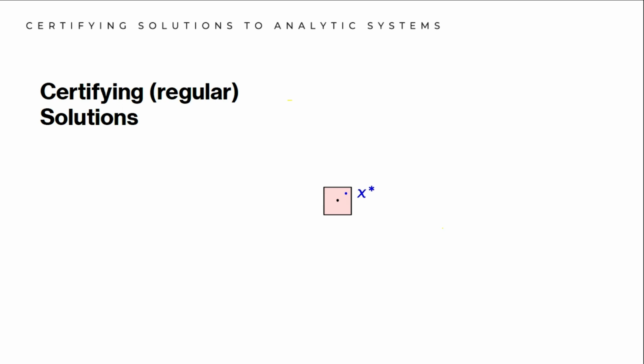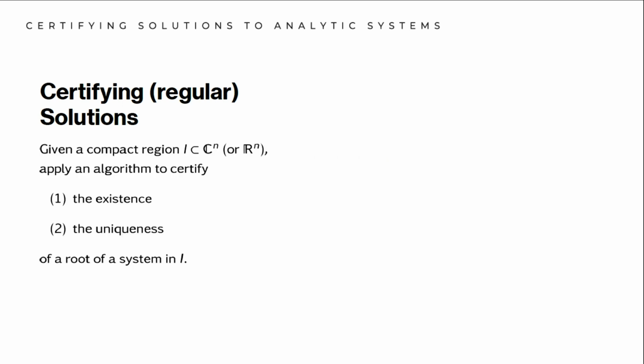And also, not only this, we want to say that other roots of the system are not contained inside this region, which means that we want to prove the uniqueness of the root also. So let me talk a little bit more rigorously. Let's say that we have some compact region which is probably obtained from the numerical root. Then we apply some algorithm and we want to check existence and uniqueness of the root inside our region. This is the meaning of certifying the roots. When we deal with multiple roots, this same concept will also be applied. Okay?